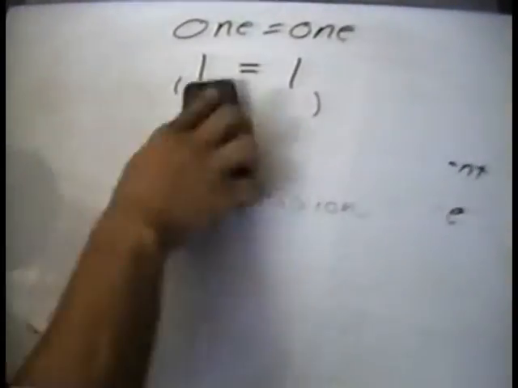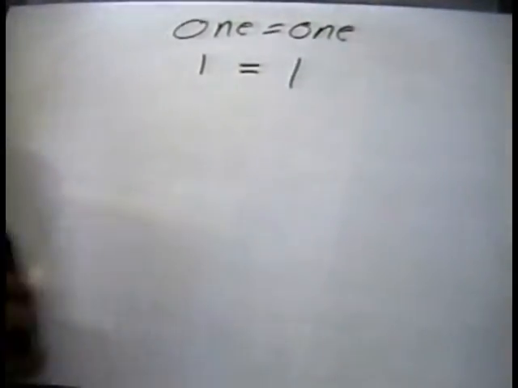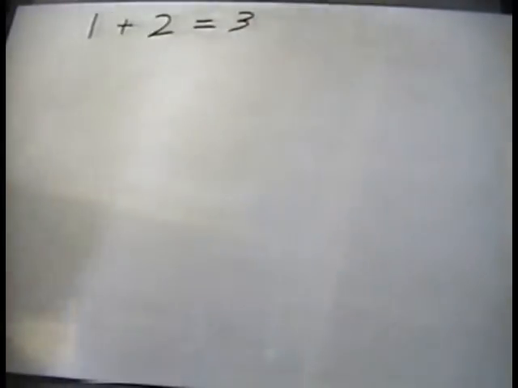So we're going to start, and this is just a lesson. We're going to go through, show you how to do a little bit of rearrangement using this format. Now, let's say we have 1 plus 2 equals 3. Okay, 1 plus 2 equals 3.